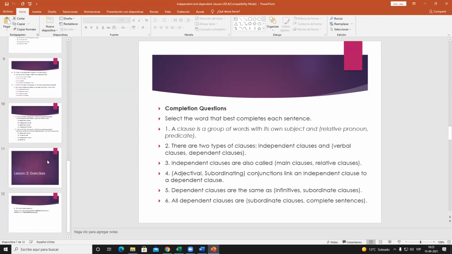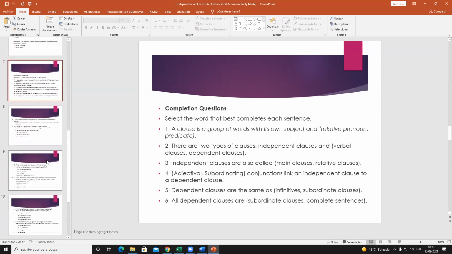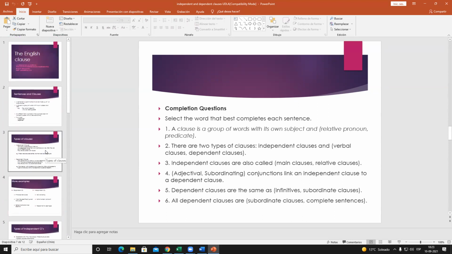Okay, I won't say much about this, and that's all. With this, we have reviewed again the idea of independent and dependent clauses and the fact that you can link them. If you link an independent and a dependent, you will create a complex sentence. And if you link two independent clauses, you will have then a compound sentence. Okay.